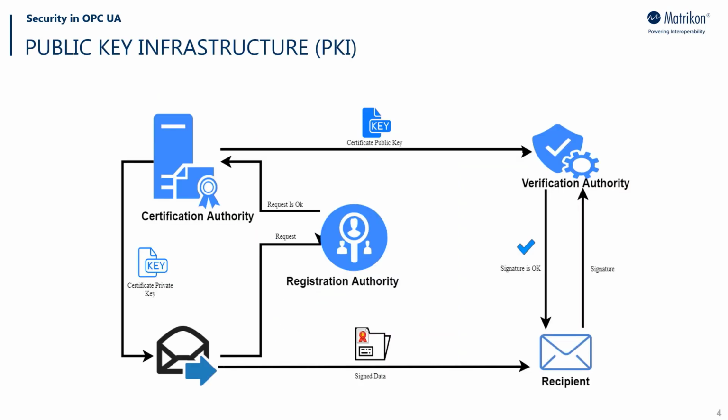The process for establishing this trust is carried out by the Public Key Infrastructure, or PKI. This is a set of roles, policies, and procedures needed to create, manage, distribute, use, store, and revoke digital certificates and manage public key encryption. All of the currently supported security profiles in OPC UA require a PKI infrastructure. A typical PKI is composed of the following entities.